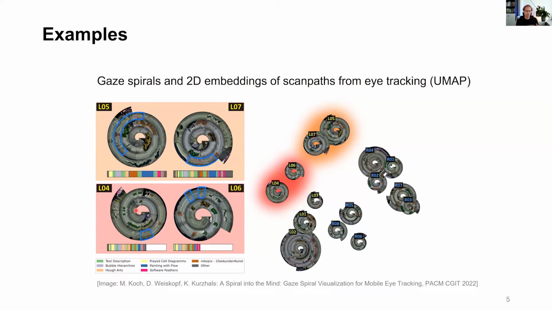So what this shows is that we can actually combine typical multidimensional data visualization with this rather generic technique that comes from UMAP with something that's very application specific. And here, in this case, these would be these gaze spirals designed specifically for eye tracking data.